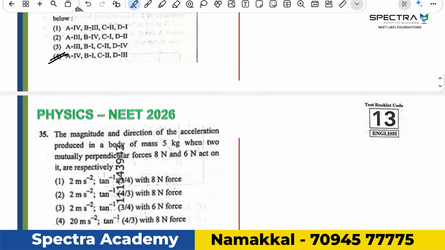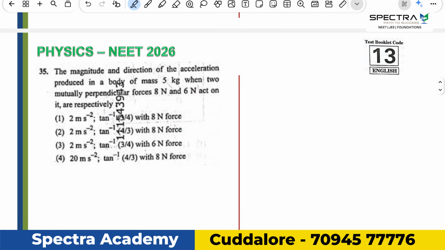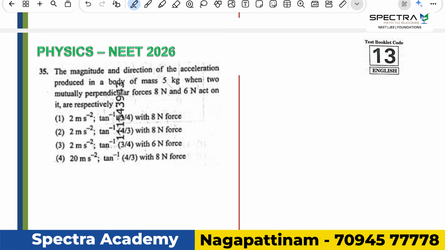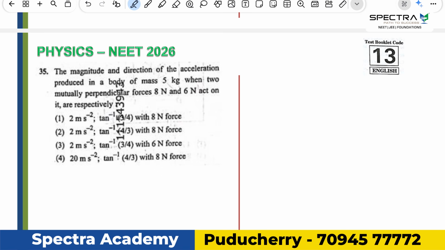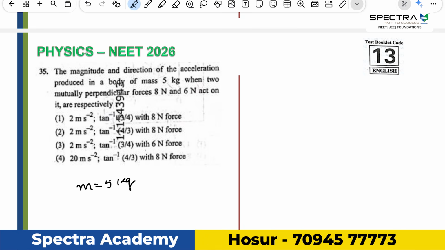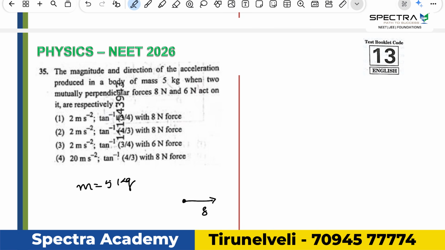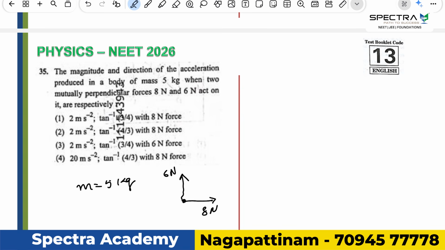Similarly, let us see the next question. What have they given to you? Please read this question, question number 35. The magnitude and direction of the acceleration produced in a body of mass 5 kg, when two mutually perpendicular forces, 8 Newton and 6 Newton, act on it respectively. Let us say there is a body, and there are two forces acting on it. Let us say one is 8 Newton and the other one is 6 Newton. See here, we have to find out the acceleration and the angle with which it is acting.